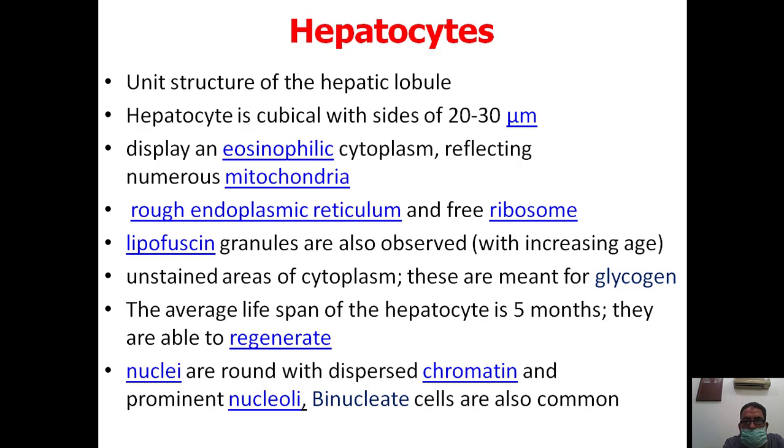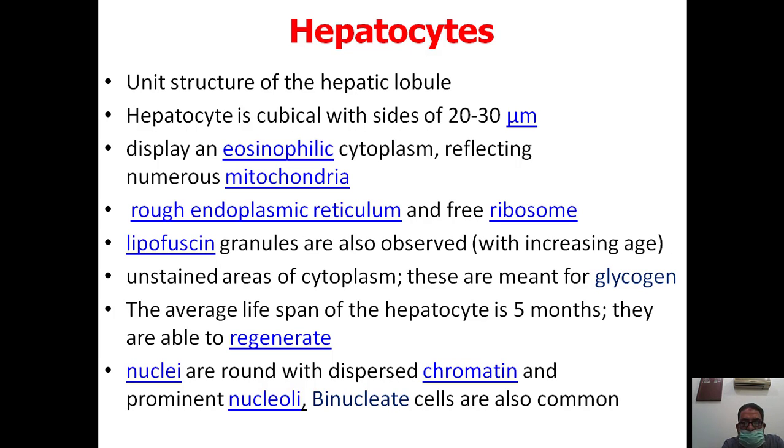Lipoprotein granules are also observed with increasing age. Unstained areas of cytoplasm are meant for glycogen. Glycogen is the storage house of glucose, also present, but it appears as an unstained area. The average lifespan of a hepatocyte is 5 months, after which it regenerates. They are also able to regenerate.